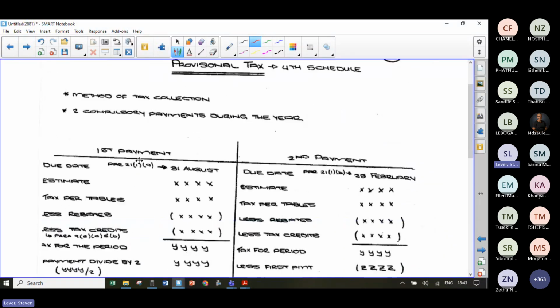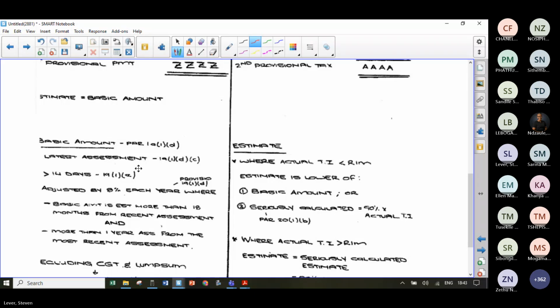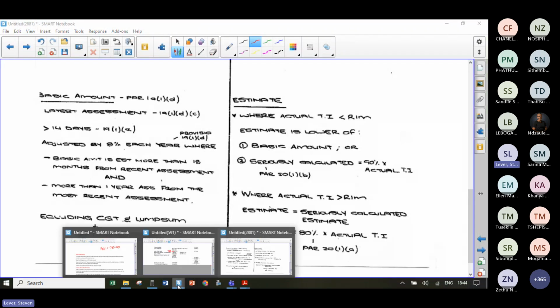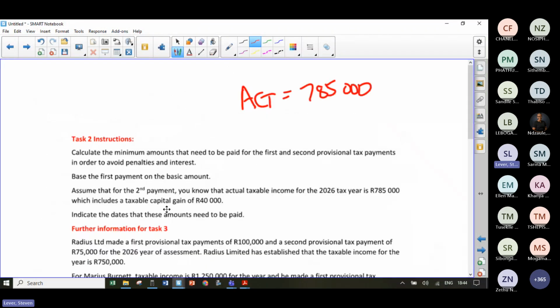Yeah. So guys, this is if you do the basic amount. There's a summary of the basic amount. And this is estimates of less than $1 million or more than $1 million. So what I'm about to do, it's actually in the handwritten summary. Let me just show you practically how to understand it.